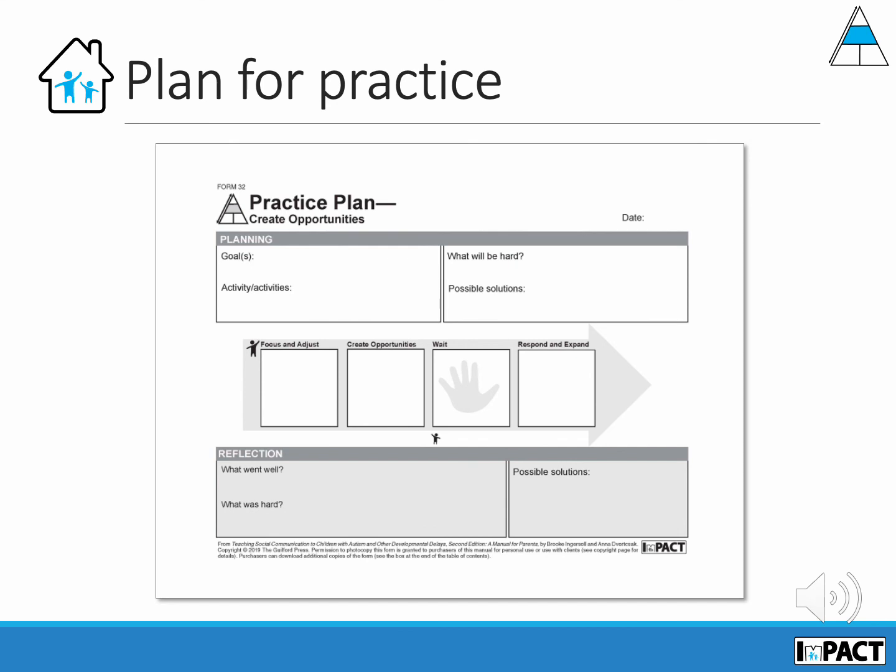Next, think about the techniques that we have talked about today. Choose 1 or more techniques that you will use to help your child initiate, and write these down on the sequence graphic in the practice plan. Think about what will be hard when you use your plan. What are some possible solutions that will make it easier? You should plan to practice these strategies for 15 to 20 minutes per day during play, as well as during 1 or 2 daily activities.